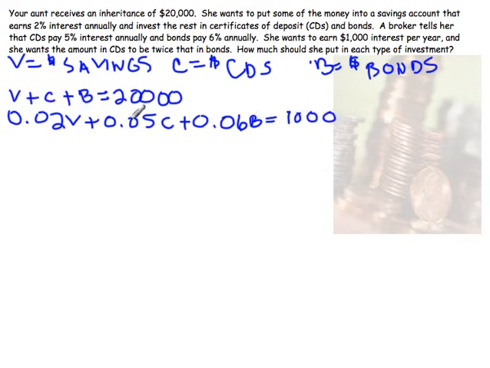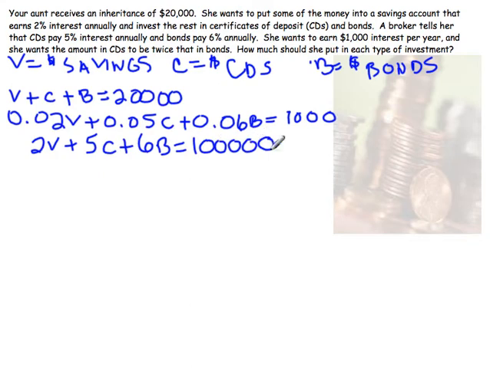Now, I don't really necessarily want to work with these decimals. I could, and I would be okay. However, it'd be nice to get rid of the decimals and turn them into integers. So I'm going to multiply all of these by 100. Remember, what you do to one thing, you have to do to them all. So this would turn into 2V plus 5C plus 6B equals 100,000, because you also have to multiply the 1,000 by 100.